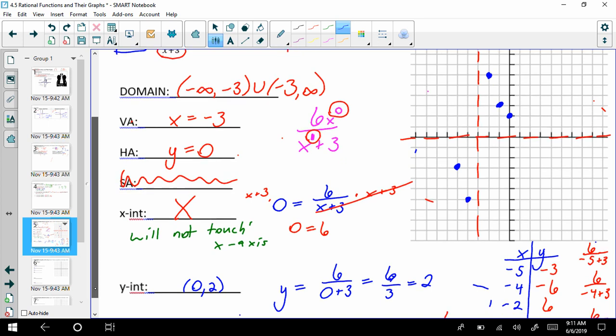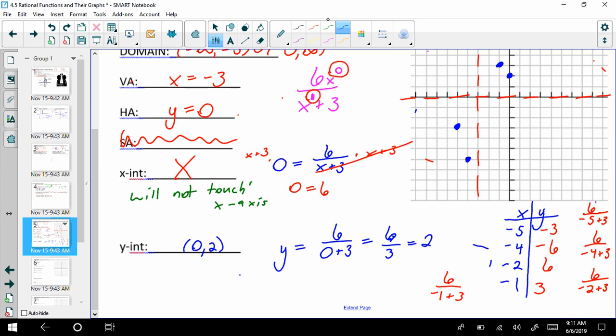The last thing that you might want to check for, and I know there's a lot to these. If you want one more thing to kind of help you figure out what this graph is going to look like, we could look at symmetry.